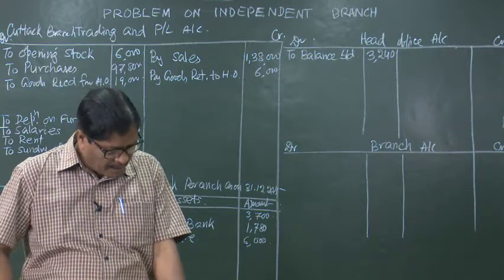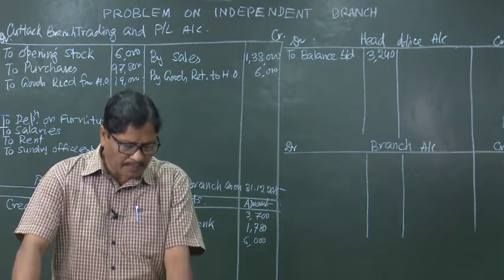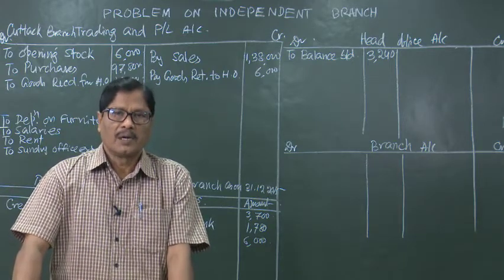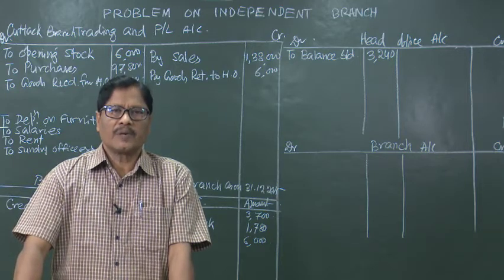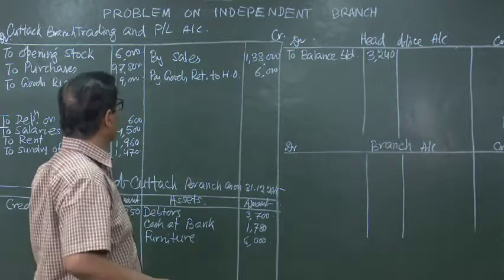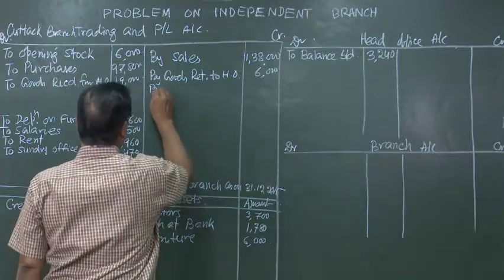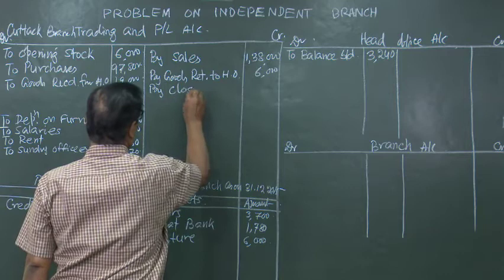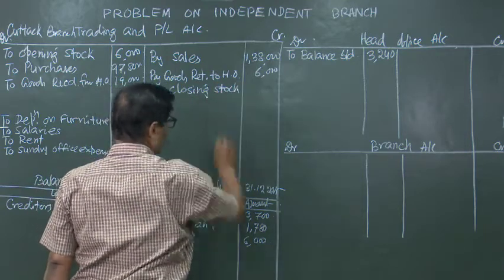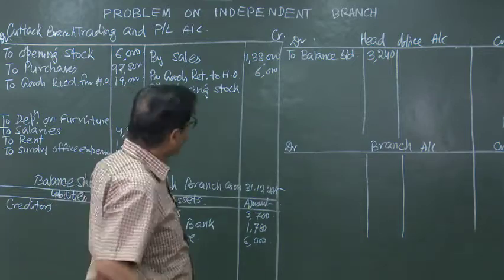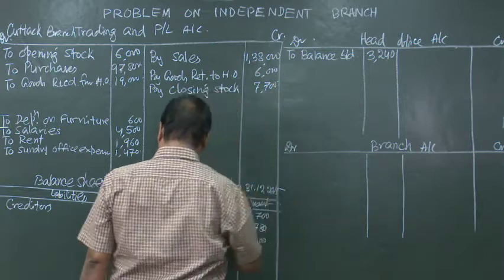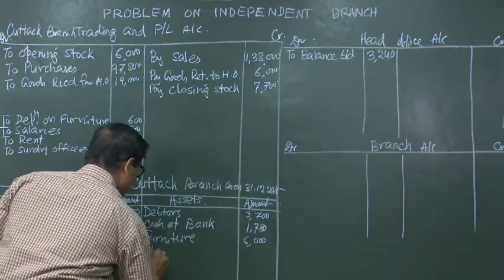Then stock at branch on 31st December 2015 was valued at 7,700, that is the closing stock. When closing stock is given in the adjustment, we have to give two effects, one debit and one credit. Here we are giving the credit effect by closing stock $7,700, and closing stock will appear here in the balance sheet.